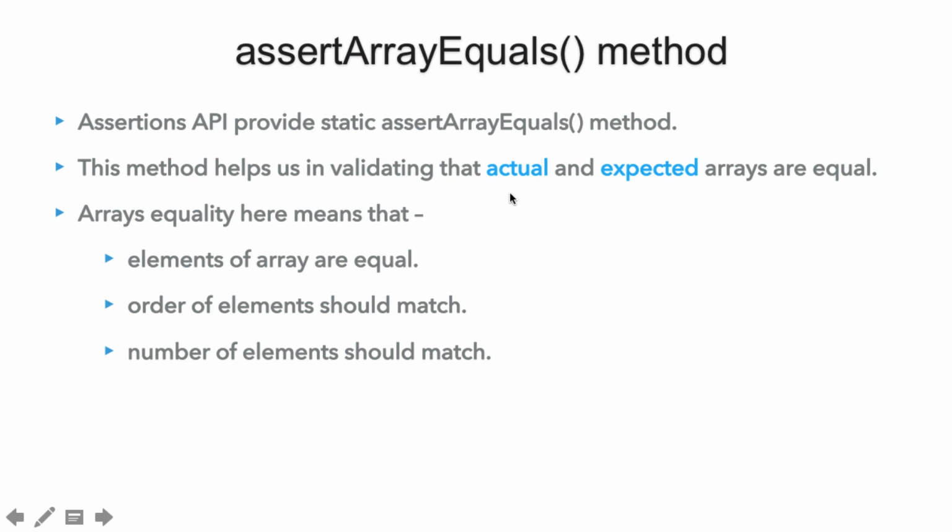So if one array has integer elements, say 1, 2, 3, then the other array should also have 3 elements with values 1, 2, 3 and the order of these elements should match. If the elements have order 3, 2, 1, despite the values being equal, the order didn't match, therefore the arrays won't be equal. So these three properties make both arrays equal.